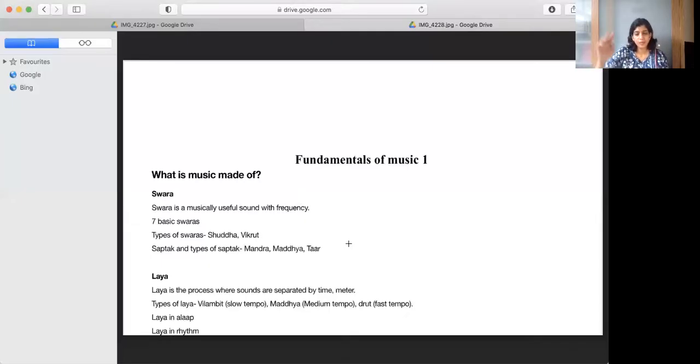So this is a dhrutam in which there are again many bandishes and a lot of taranas are also sung in this lay. So these are the three main layas which are used for singing different kinds of compositions in Indian classical music.